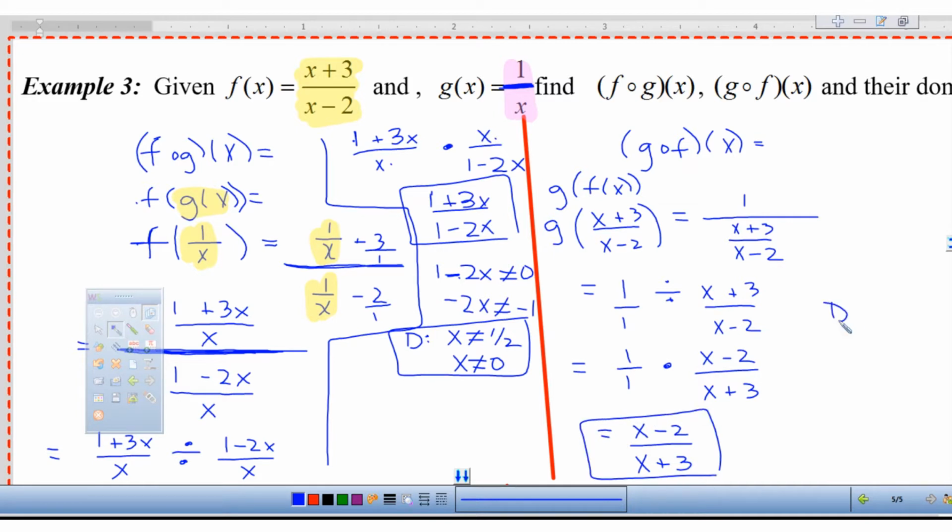As far as the domain goes, okay, look at your answer. That tells you x cannot be equal to negative 3. That's what came out. But you also have to look at what came in. That's right here, you guys. Take that denominator, set it equal to 0. That tells me x cannot be 2, and I'm good.